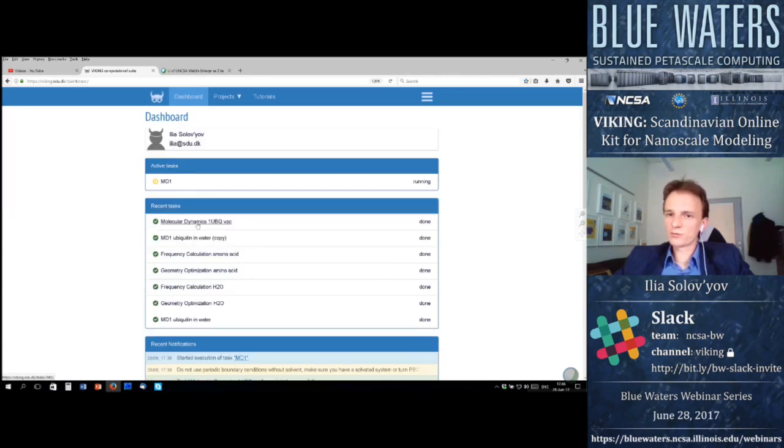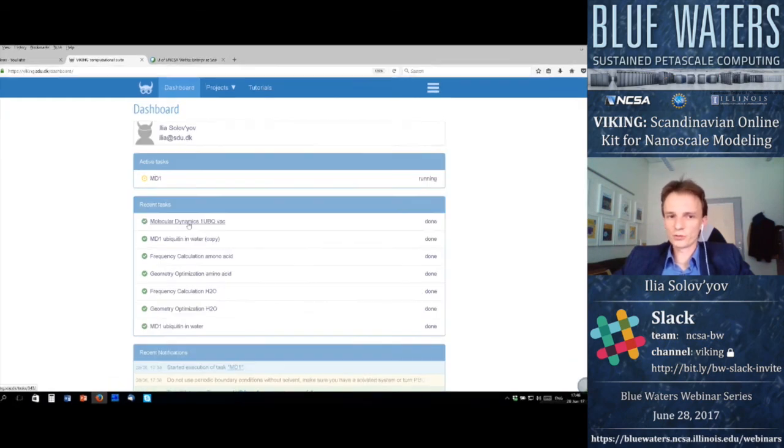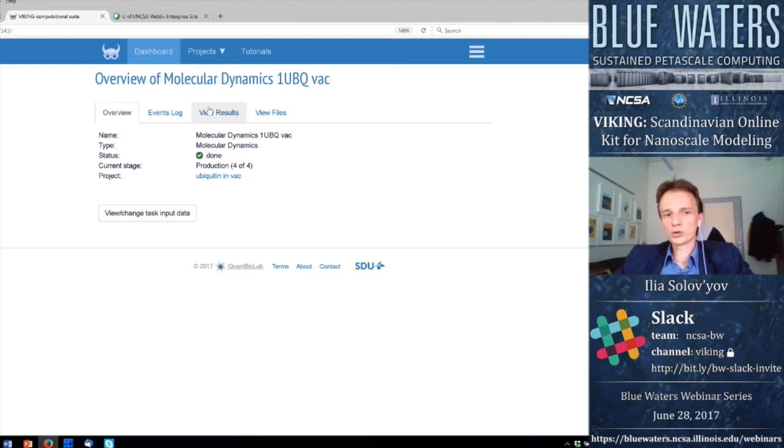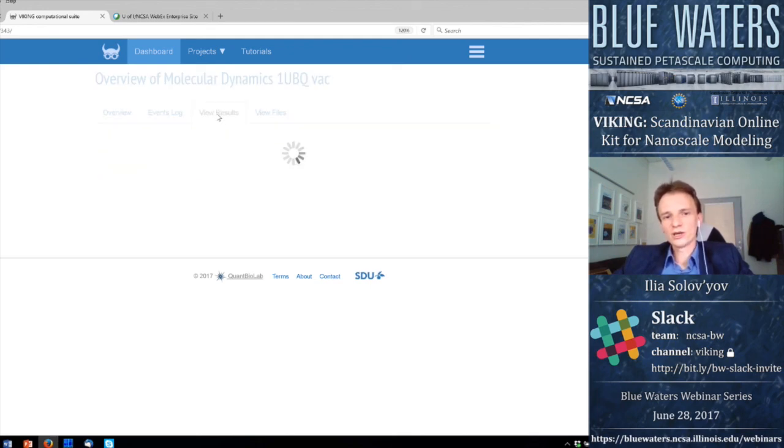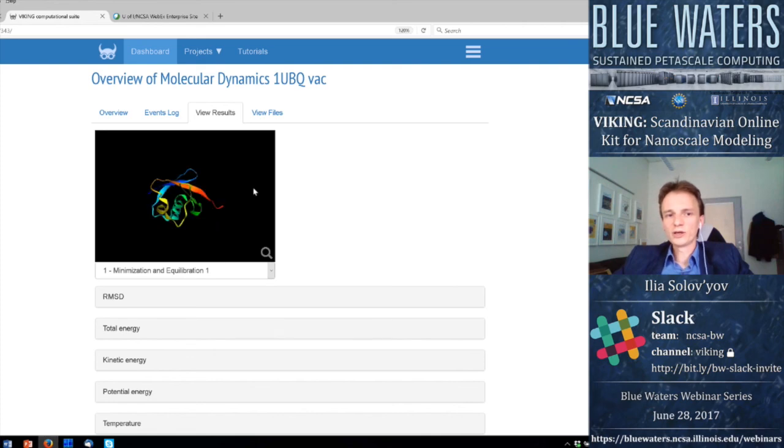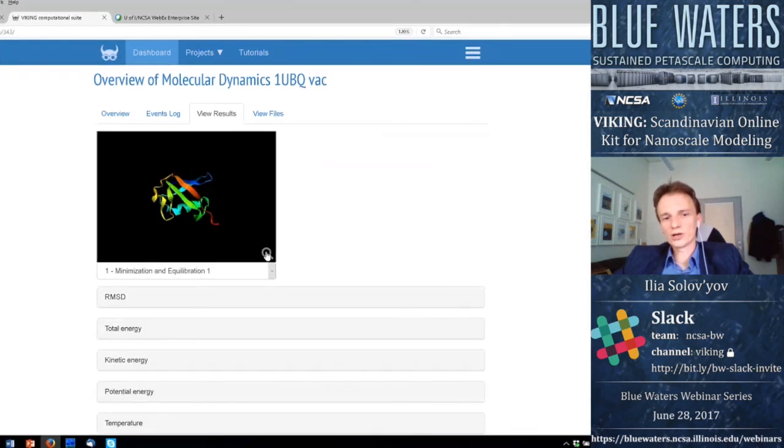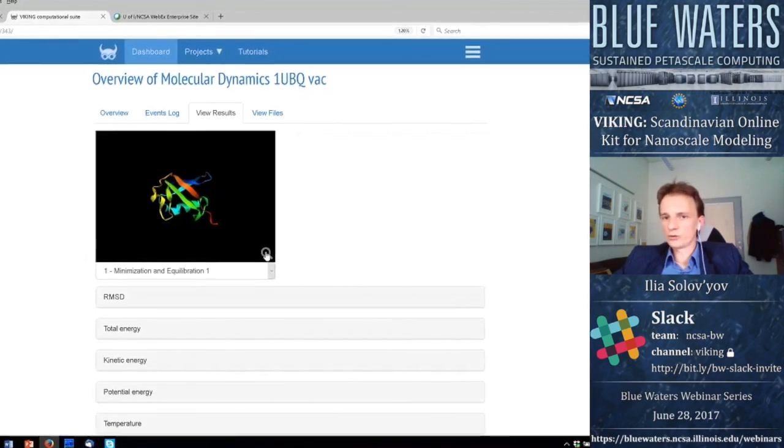Maybe then I will just go to basically the same task that was also created before, also in vacuum. As soon as the task completes, you always have this view results button. In the case of this ubiquitin in vacuum, you will just see the ubiquitin, and no water molecules would be shown.